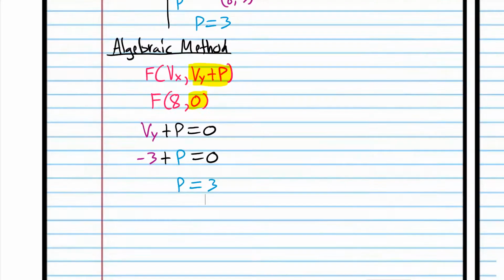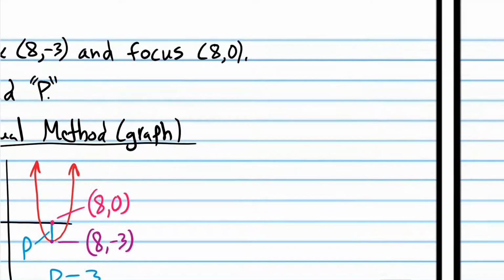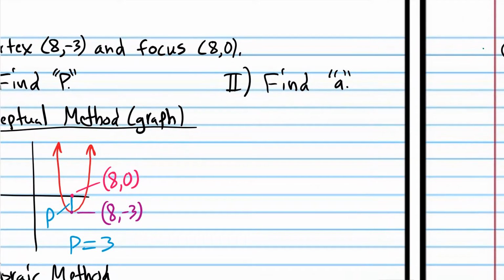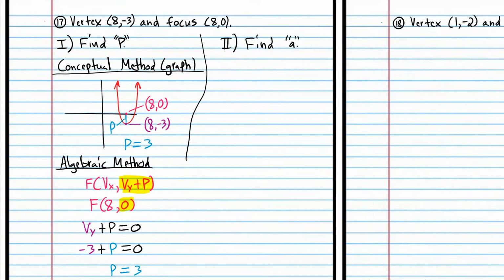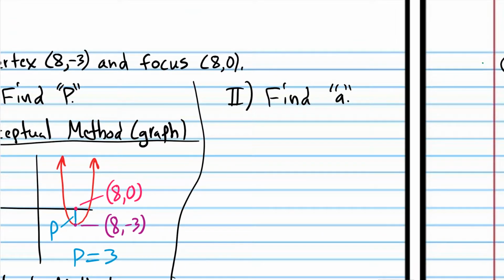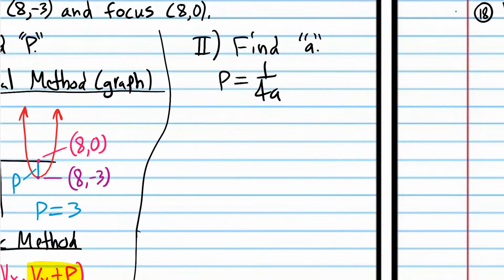So that was the algebraic method, and now let's use p to find a. And we can put a divider, and of course we're going to use that same equation, p is equal to 1/4a. Now p we found is 3, and I can write 3 as 3/1.